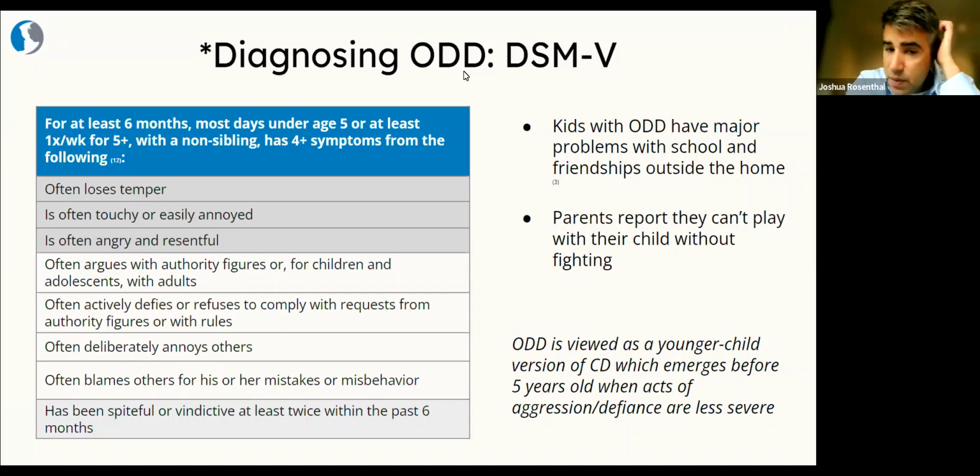So ODD is viewed as a younger version of conduct disorder, which emerges before age 5 when acts of aggression and defiance are less severe. But you will see there is a combination. There's sort of a pathway there, and obviously you want to get away from conduct disorder, because that's when they're really trying to hurt people and getting into trouble with the law, and nothing really good is going to come out of that, and that's much harder to treat.